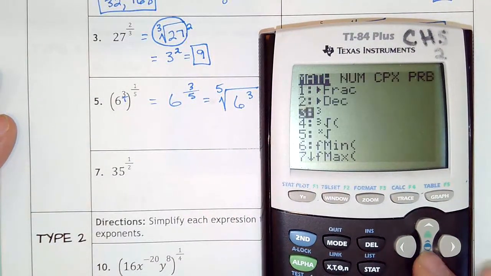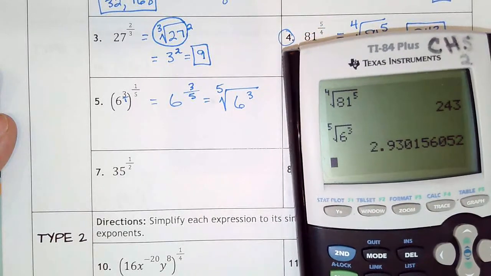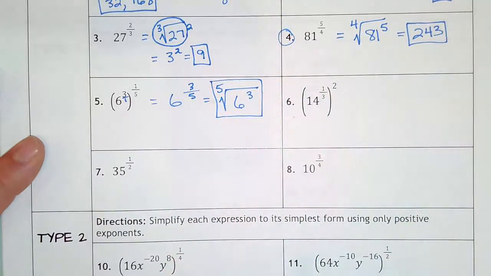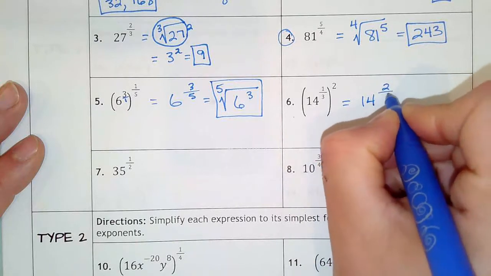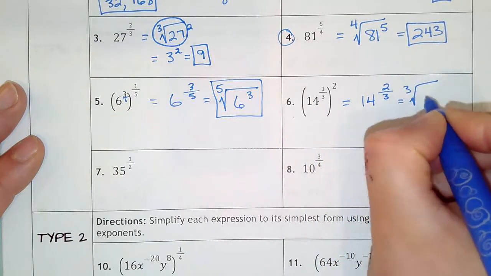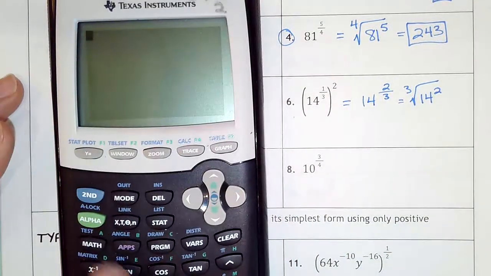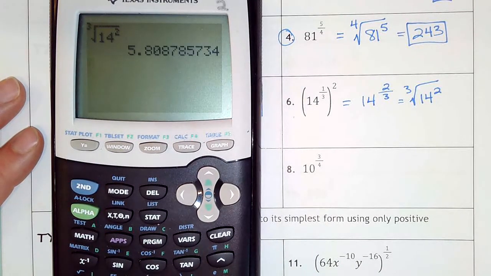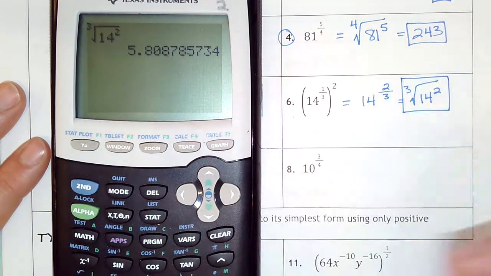Put your 5. If it's a decimal, that means it doesn't reduce. So you're just going to leave it like this. These are actually almost easier than the first ones. Number 6. It would be the cube root of 14 squared. Yeah, because there's not going to be a cube root of 14. So that's going to stay.